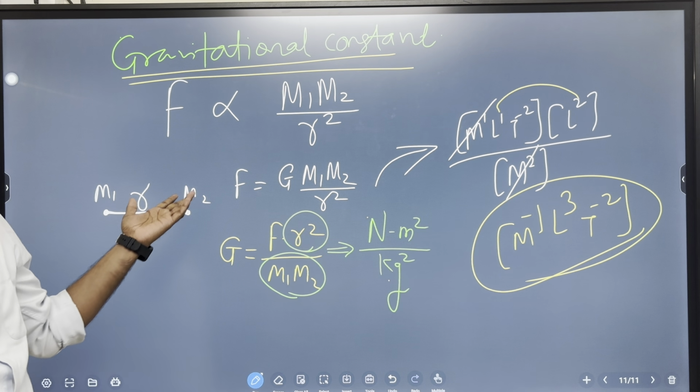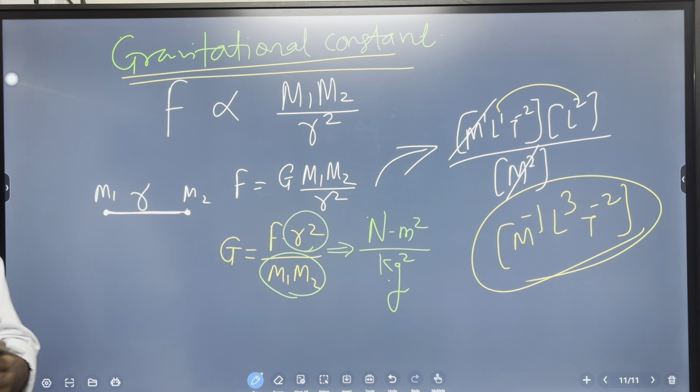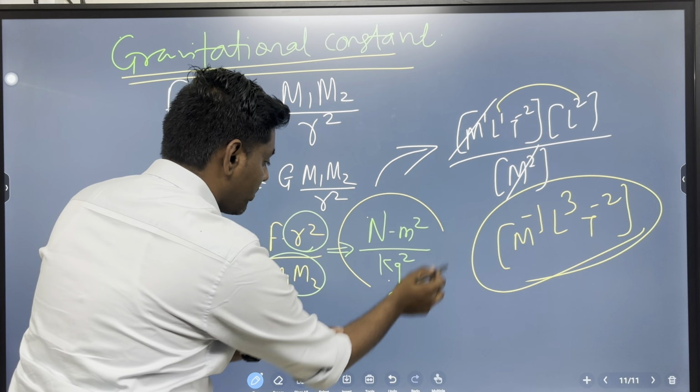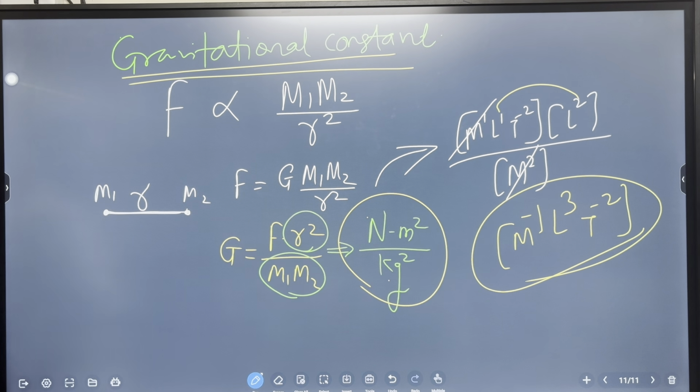In so many exams they ask what is the dimensional formula for the gravitational constant, or what is the SI unit also. Remember the SI unit for the gravitational constant.